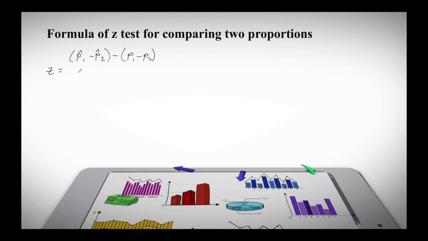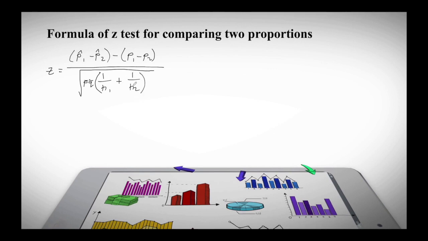Okay, so let's have the denominator: square root of P bar and Q bar. I hope you're taking your notes, no? Now, P bar is the proportion of the summation of the x's as the numerator and the summation of the n, or the sample sizes of the populations, as the denominator. And for the Q bar, of course, Q is just 1 minus P bar. Okay, so this will be multiplied by 1 over n sub 1 plus 1 over n sub 2.